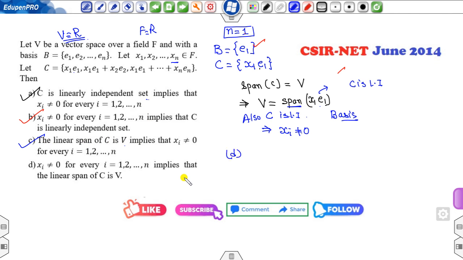D option. Xi's are non-zero. Fine. That means the linear span of the C is my V. It's a span. It's linearly independent. It's a basis. Fine. Dimension of the C is n, which is the same as this n. Yes, it is the same. So all are correct answers of this problem. You can solve this problem by taking n equal to 2 as well.